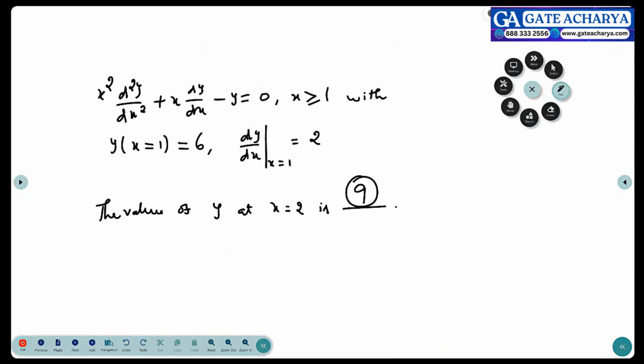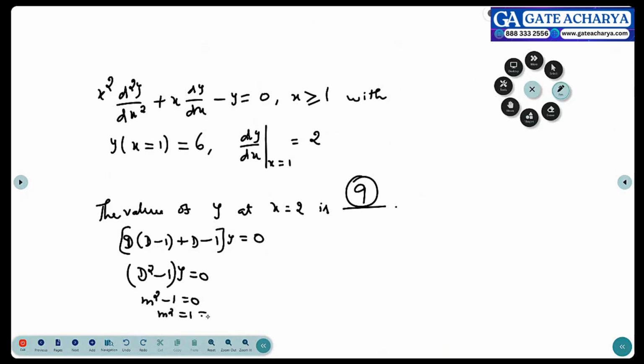So how is it? D into D minus 1 plus D minus 1 into y is equal to 0. So D square minus D plus D minus 1, into y is equal to 0. So m square minus 1 equal to 0, m square is 1, so m is plus or minus 1. I got this: m is plus or minus 1.